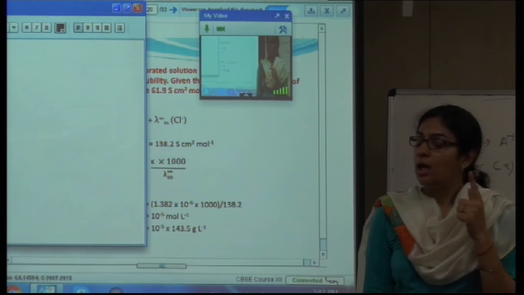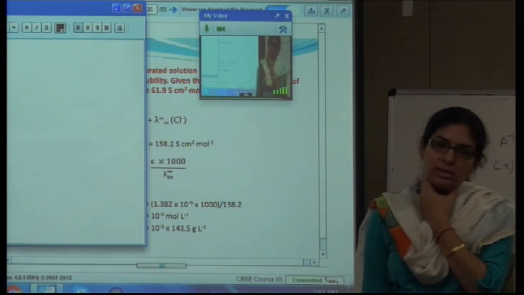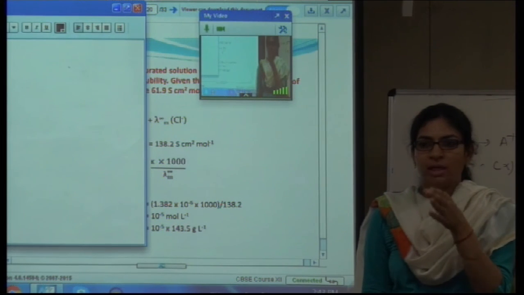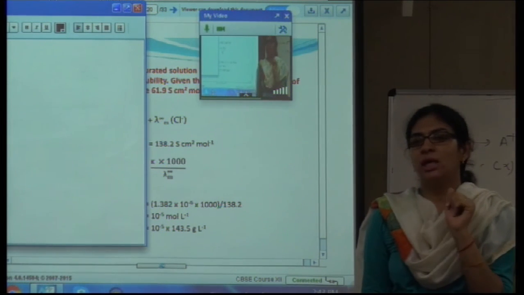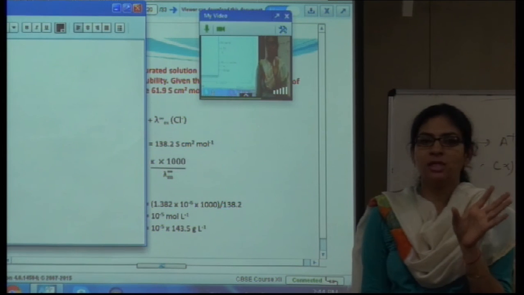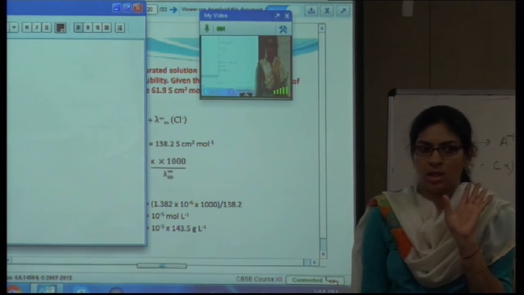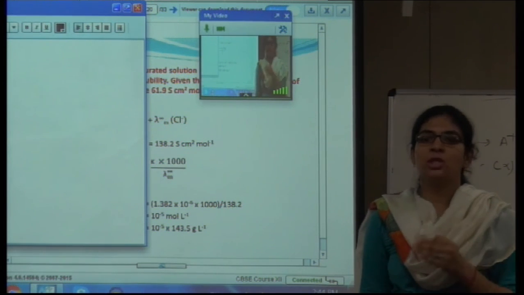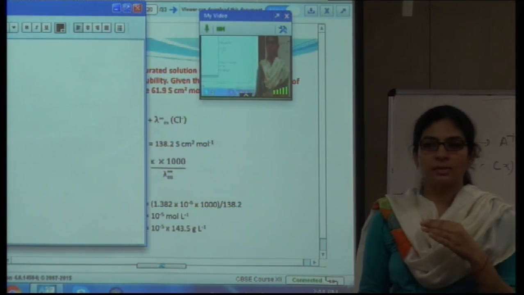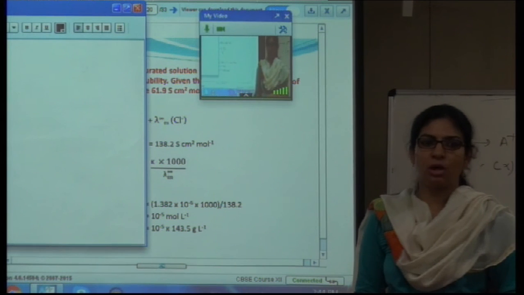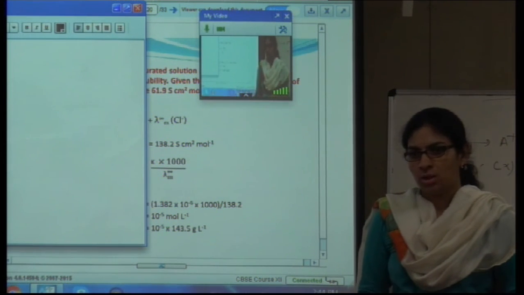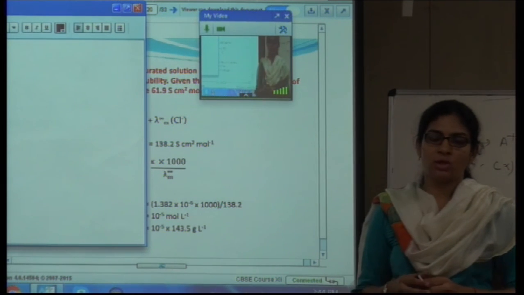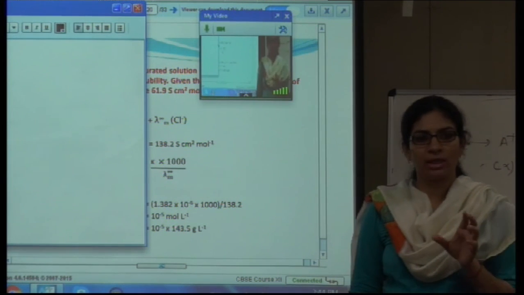One thing I wanted to discuss beyond this is that sometimes you take the molten state, sometimes you take an aqueous solution, which means you use water as a solvent, but you have to be careful. The water used in a conductance experiment is a special type of water called conductivity water, because normal water has some conductivity, though very small.